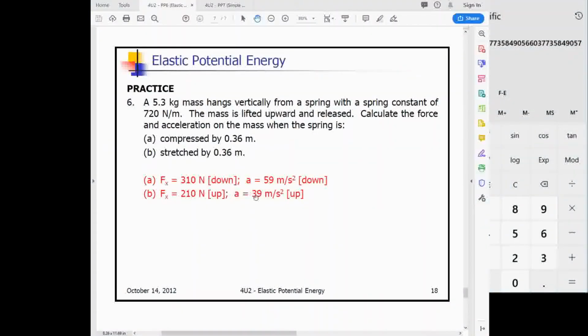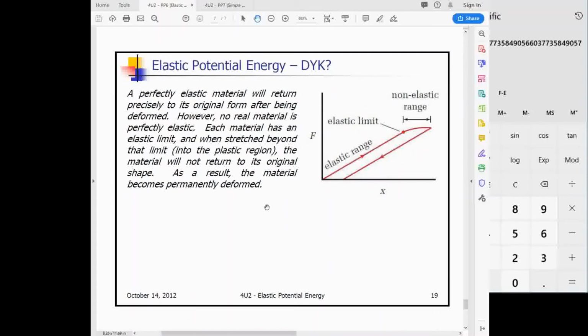The last thing to mention, which I did mention a little bit earlier, is non-Hooke's law springs. Actually this is a bit of a different point, but that's okay. A perfectly elastic material will return precisely to its original form after being deformed. However, no real material is perfectly elastic. Each material has an elastic limit. When stretched beyond that limit into the plastic region, the material will not return to its original shape. As a result, the material becomes permanently deformed.